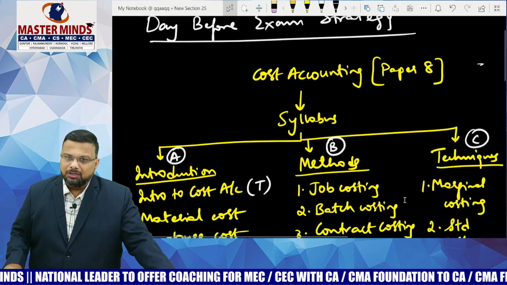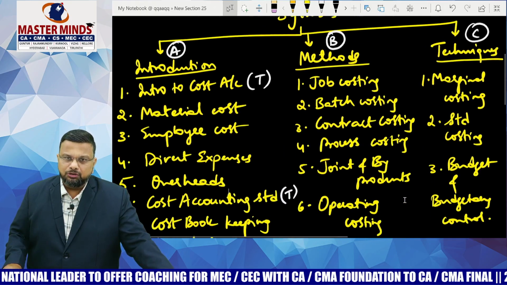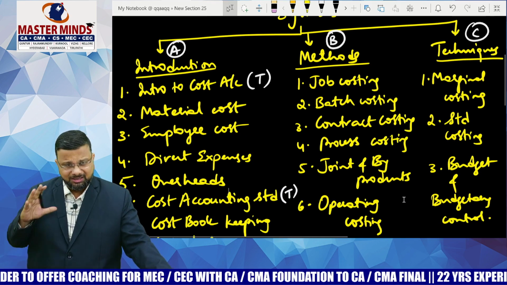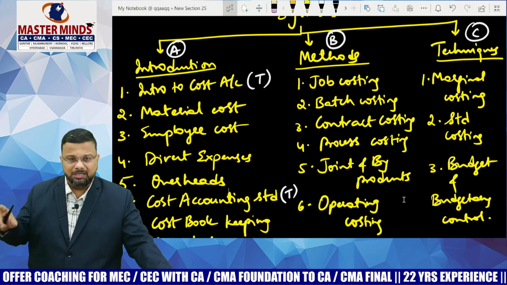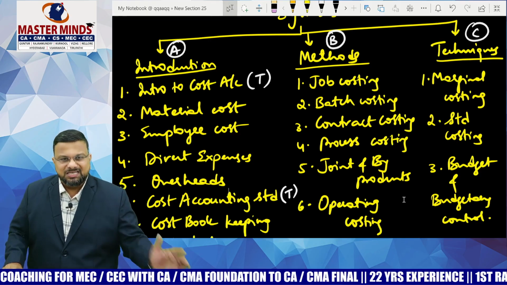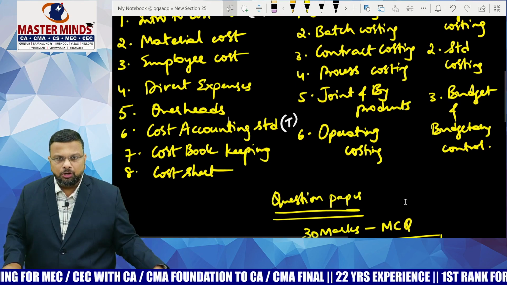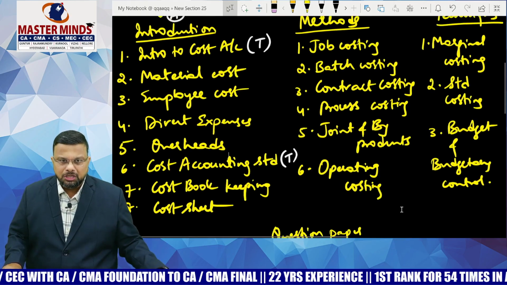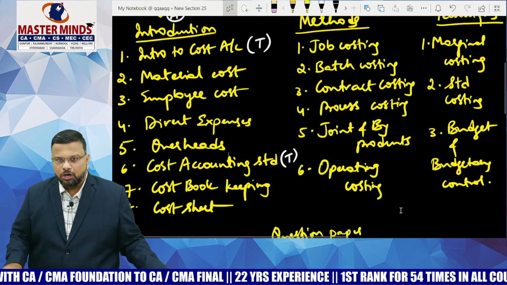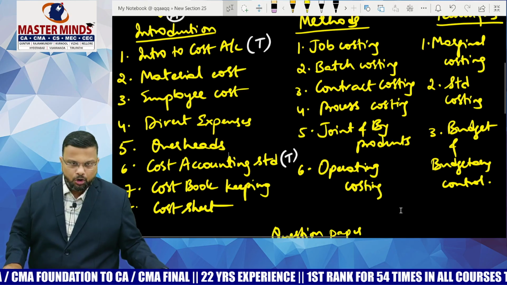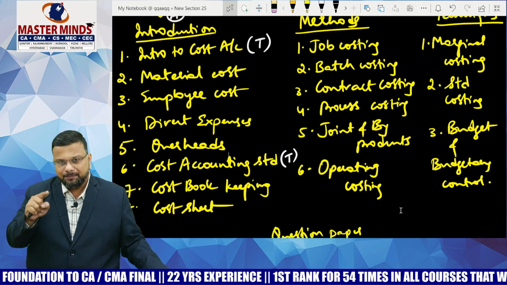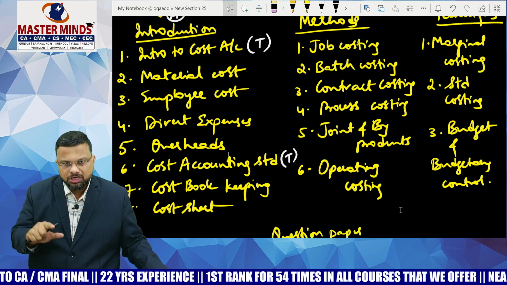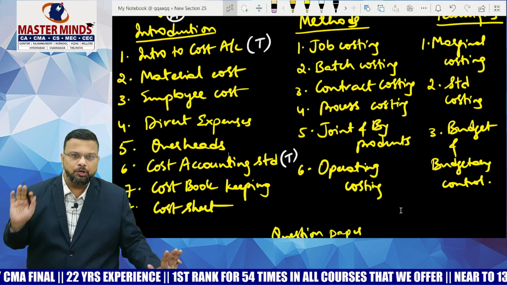So the entire syllabus is divided into three particular sections that are in front of you. I have not done anything new here. These sections are already given in your institute material, that is the CMA material. The first section is introduction, where you have altogether how many chapters? 8 chapters: introduction to cost accounting, material cost, employee cost, direct expenses, overheads, cost accounting standards, cost bookkeeping and cost sheet. By the side of 2 chapters, I have mentioned T. T means theoretically important. So introduction to cost accounting and cost accounting standards are theoretically important, right?